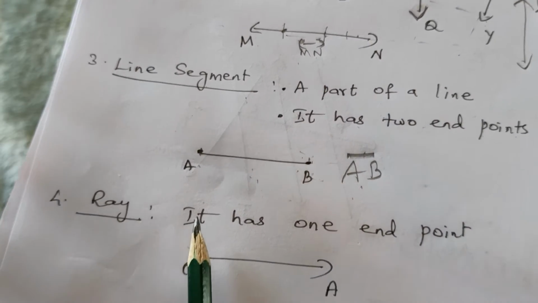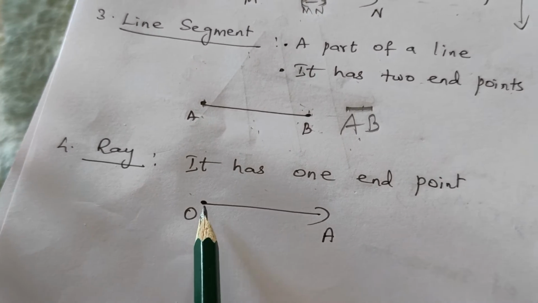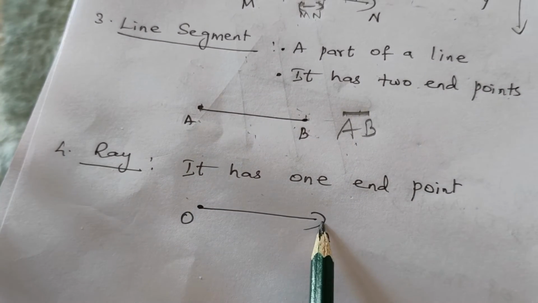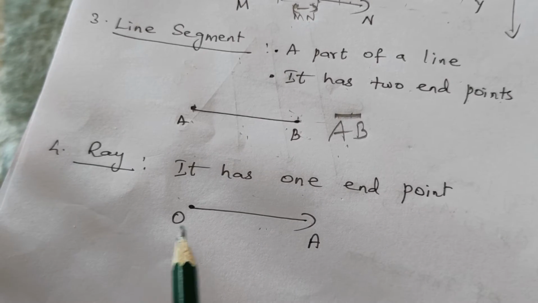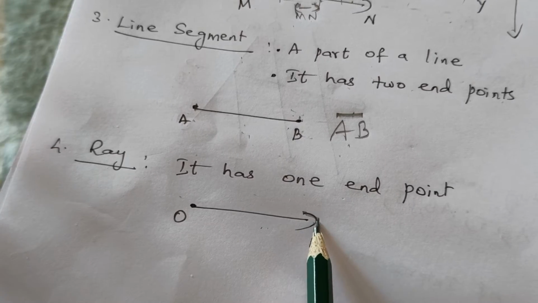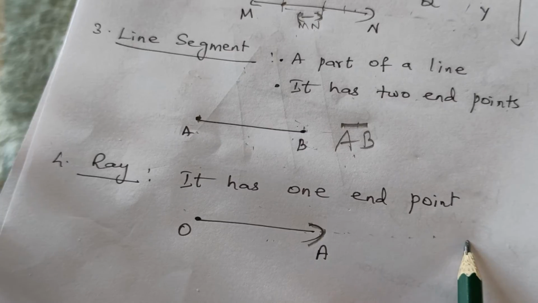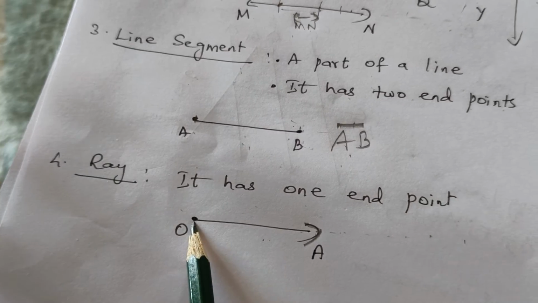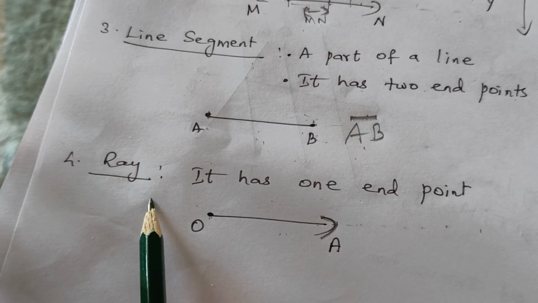Okay. Now the next concept is ray. What is a ray? It has one end point, only a starting point, and there is no ending point. The best example is sun rays. The sun is the starting point, and the rays go on and on without an end. So with this one side arrow, it extends, it becomes longer and longer in one direction, but the starting point is there. So it has one end point, then it is called a ray.